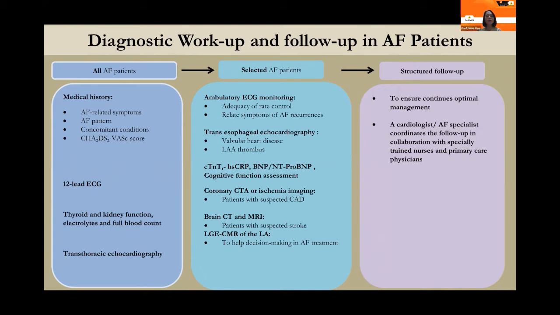All patients should have a 12-lead ECG and basic investigations: electrolytes and full blood count, also including thyroid and kidney function. If available, transthoracic echocardiography is very useful for assessment of the patient with atrial fibrillation. Some patients you need to refer to the cardiologist or physician for further assessment. Selected patients need further investigation, like ambulatory ECG monitoring. The simple way is 24-hour Holter monitoring for the adequacy of rate control or for atrial fibrillation-related symptoms. Transesophageal echocardiography also determines valvular heart disease and left atrial appendage thrombosis.